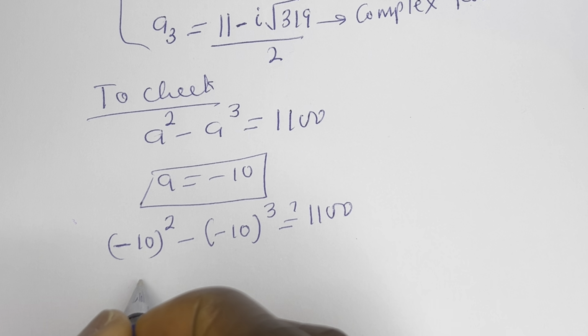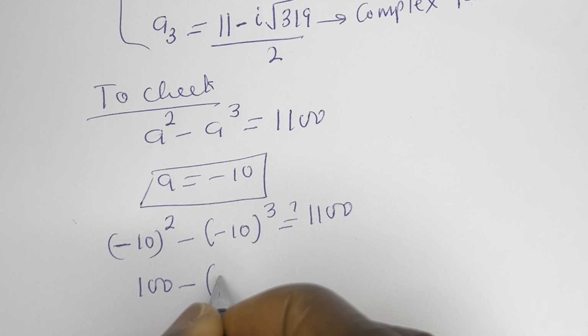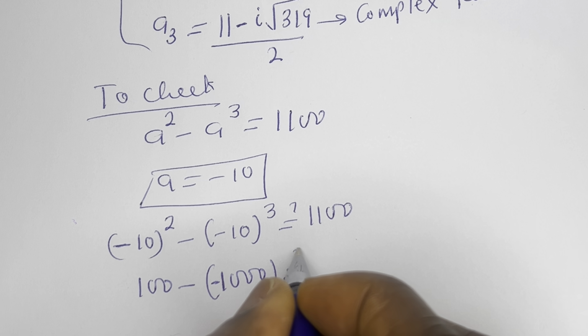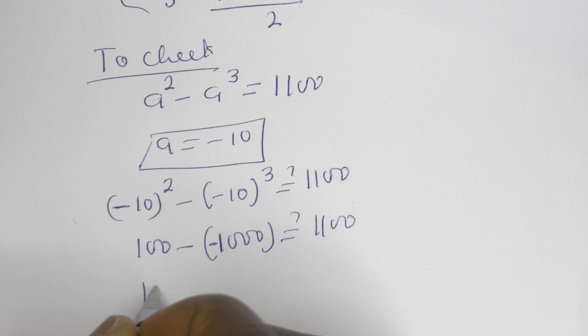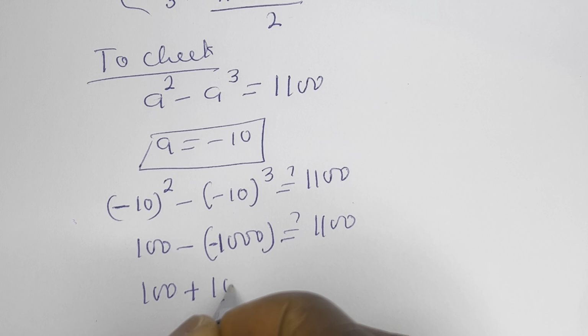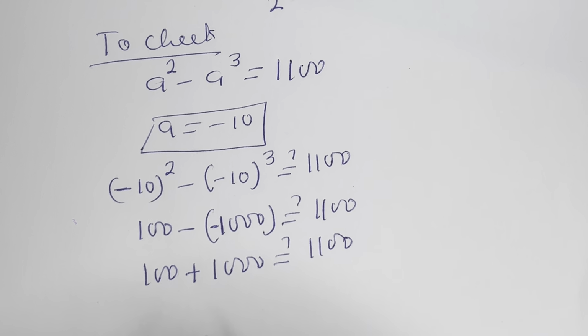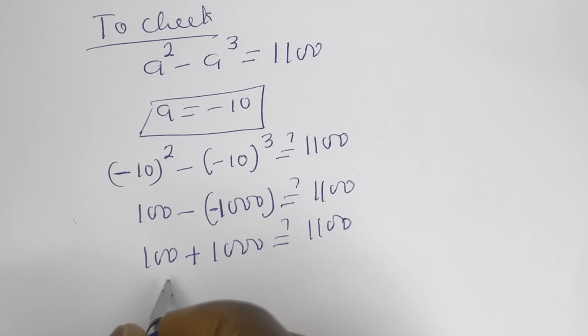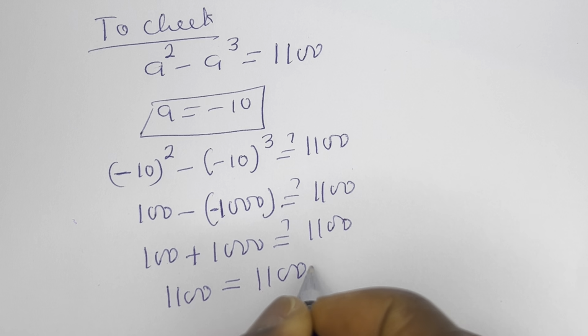Then minus 10 squared, this is 100, minus bracket minus 10 to the power of 3, this is minus 1000, must be equal to 1100. Here we have 100, minus times minus, this is plus 1000, must be equal to 1100. Then 100 plus 1000, this is 1100, is equal to 1100, which is true.